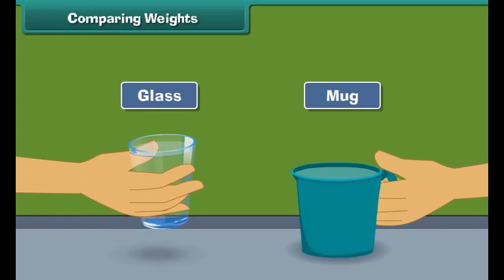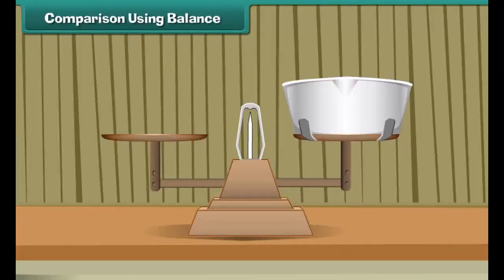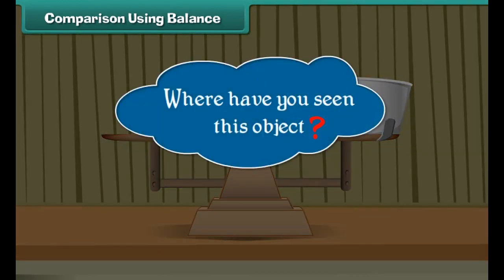Comparing weights. A heavier object has more weight than a lighter object. Let us understand it with the help of an example. Fill a glass with water. Fill a mug with water. Try to lift both. Which is easier to lift?